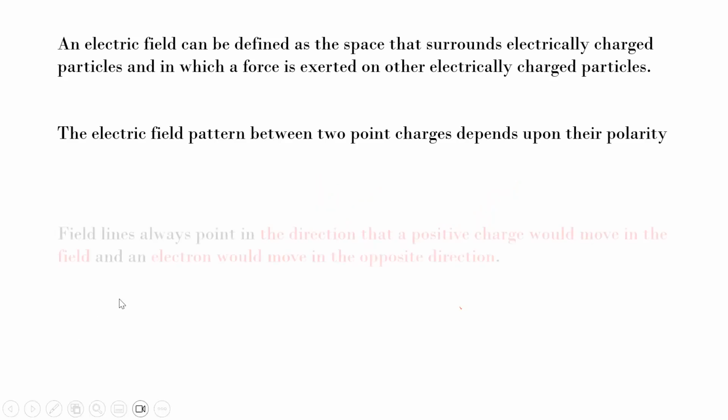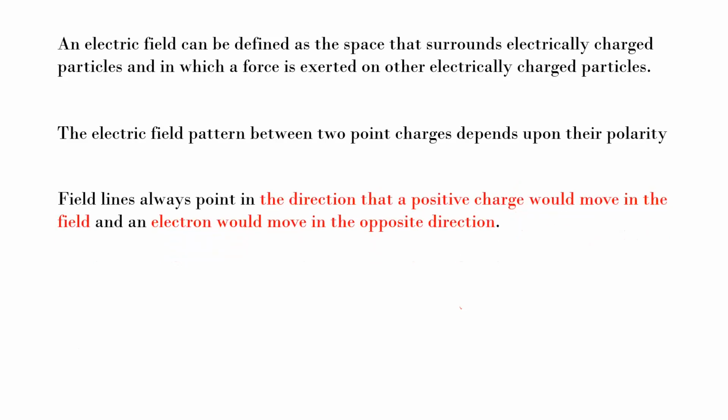Then the field lines always point in the direction that a positive charge will move in a field, and an electron will move in the opposite direction. If you place a positive charge in the field created by a positive charge, there will be a repulsion. So that test charge that you bring will move away from that charge. That is why the arrow will point away from the charge that creates the electric field.